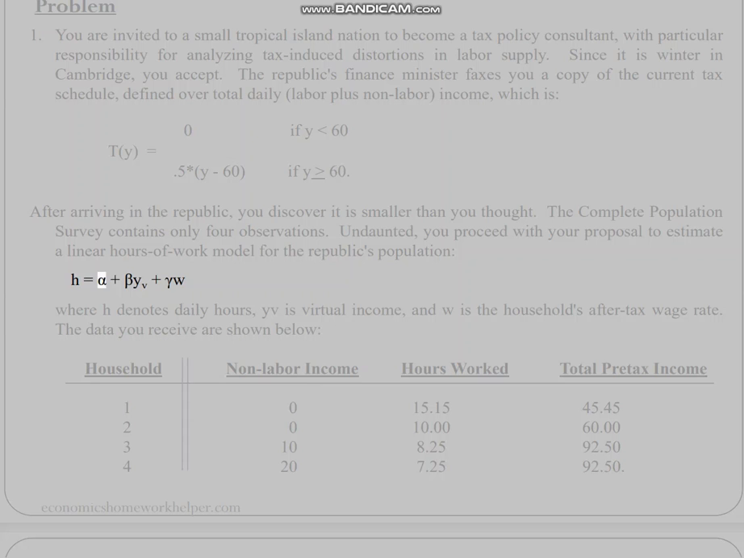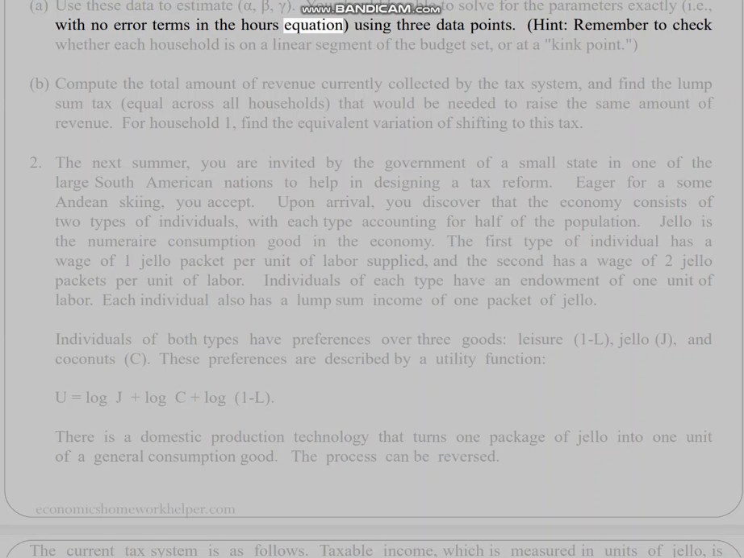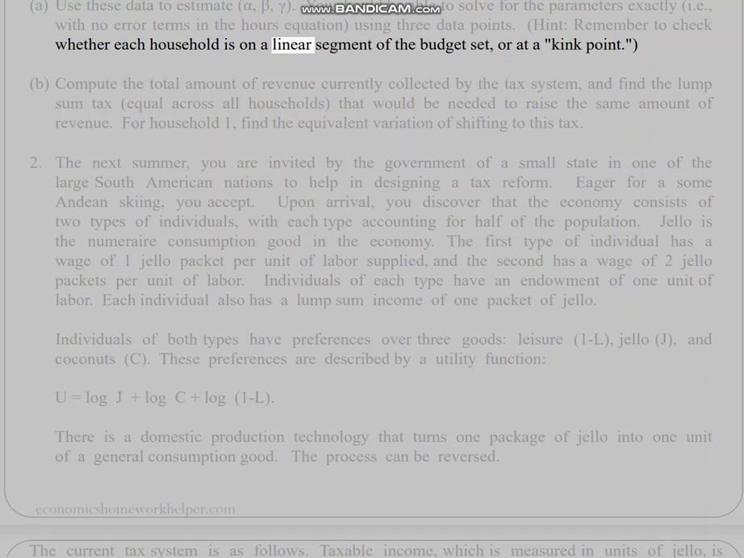H equals alpha plus beta YV plus gamma W. A. Use these data to estimate alpha, beta, gamma. You should be able to solve for the parameters exactly, i.e., with no error terms in the hours equation, using 3 data points. Hint: remember to check whether each household is on a linear segment of the budget set, or at a kink point.